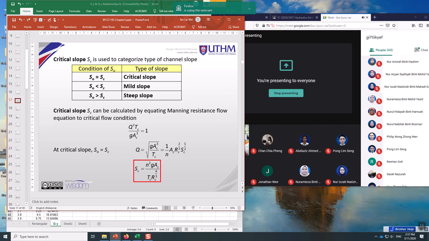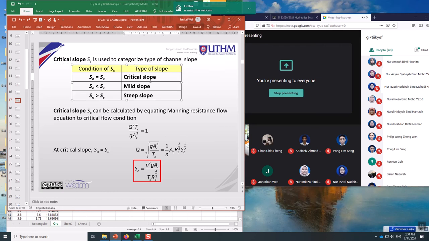Now, what is critical slope? Again, you have critical slope, mild slope, steep slope. Just now I used an example for steep slope. When you look at steep slope, of course it is for higher velocity flow, which is S not less than SC... for steep slope, S is greater than SC. For mild slope, your S is less than SC because it's milder than your critical slope.